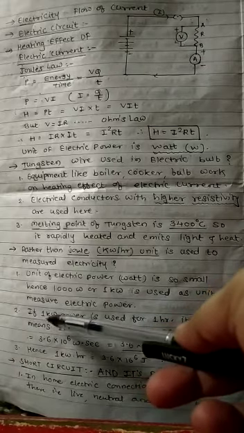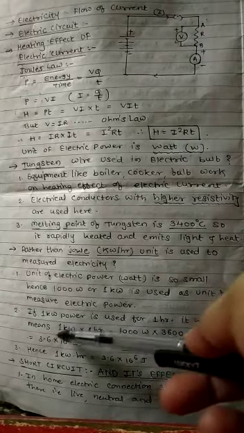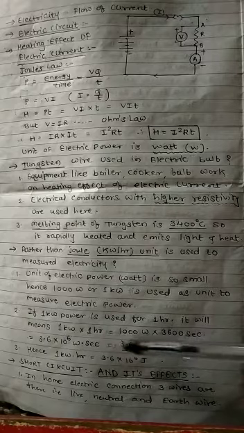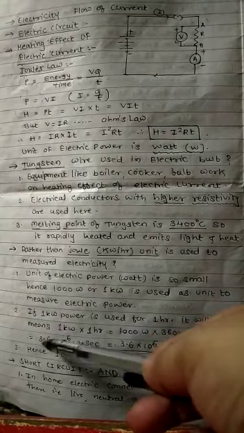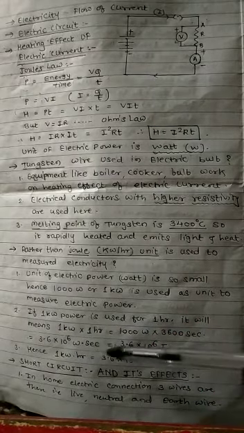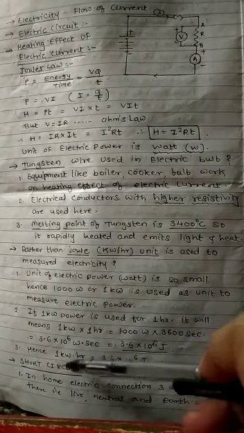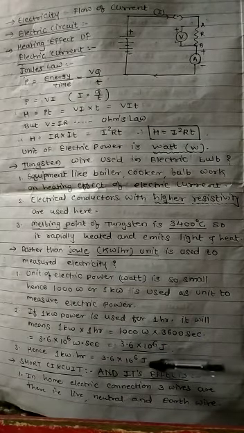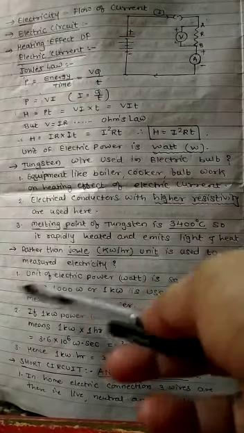Second point, if power is used for 1 hour, it means 1 kilowatt into 1 hour. 1 kilowatt is how much? 1000 watt. 1 hour is equal to 3600 seconds. If you multiply this, you get 3.6 into 10 raised to 6 watt into second, that is 3.6 into 10 raised to 6 joule. Watt into second is joule. Hence 1 kilowatt hour is equal to 3.6 into 10 raised to 6 joule, and that's why instead of joule we use the kilowatt hour unit to measure electricity.